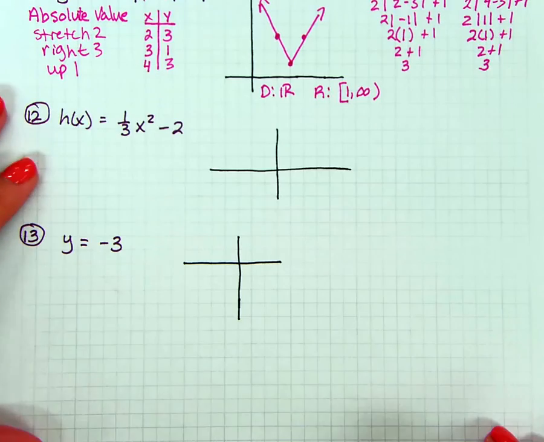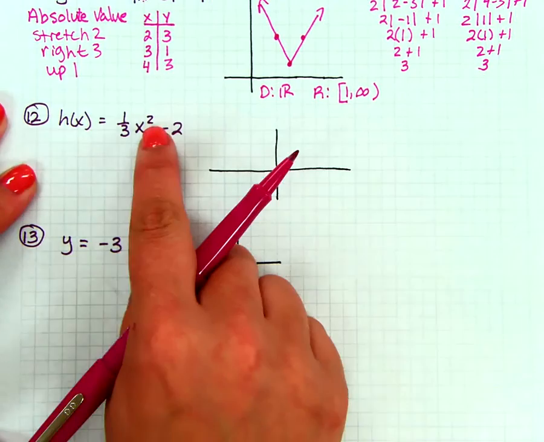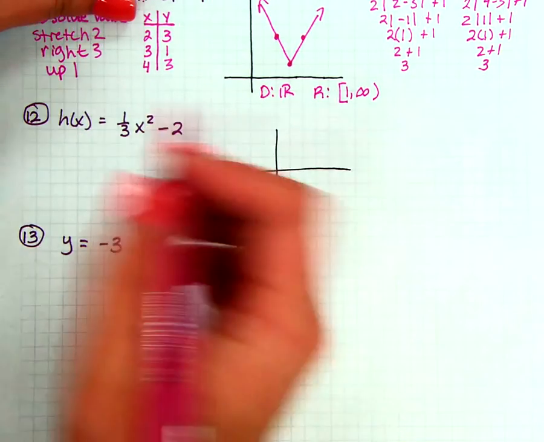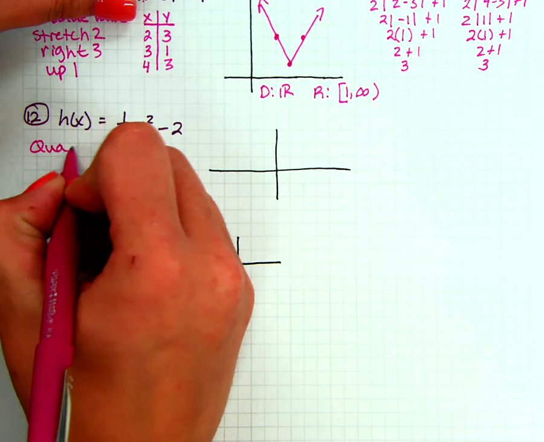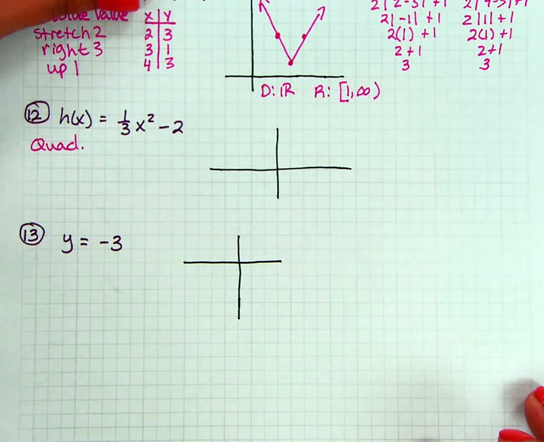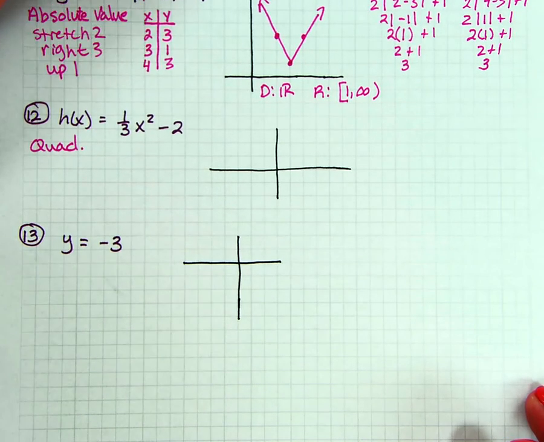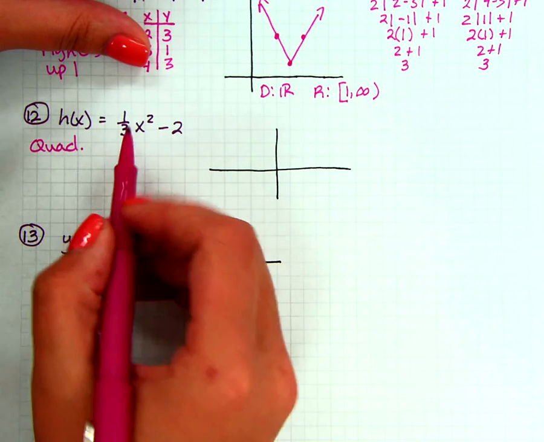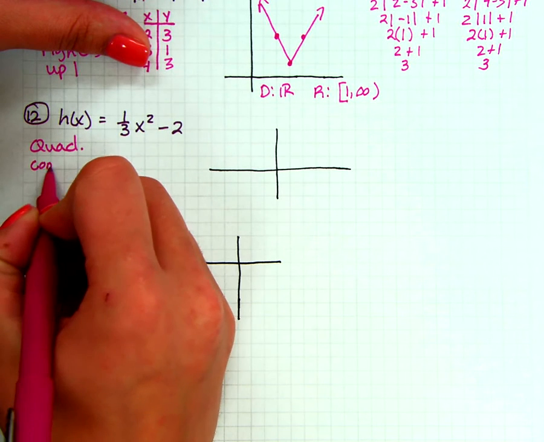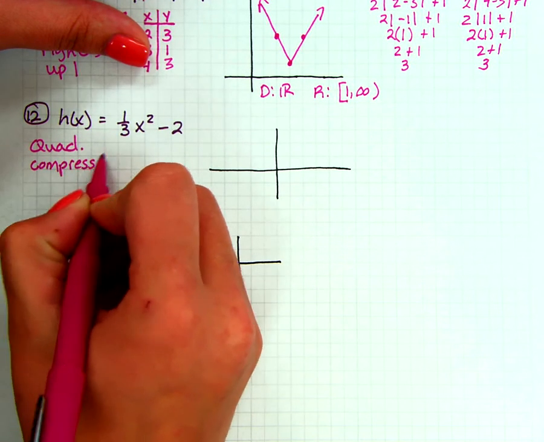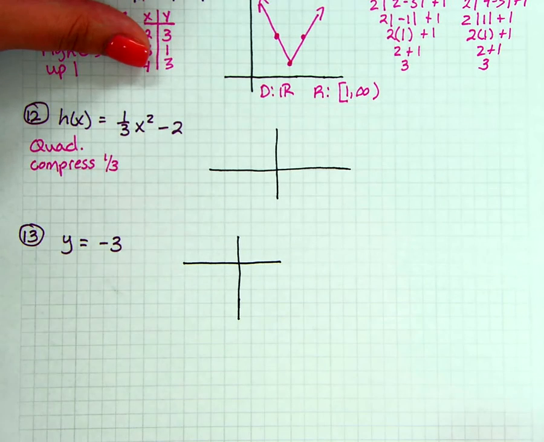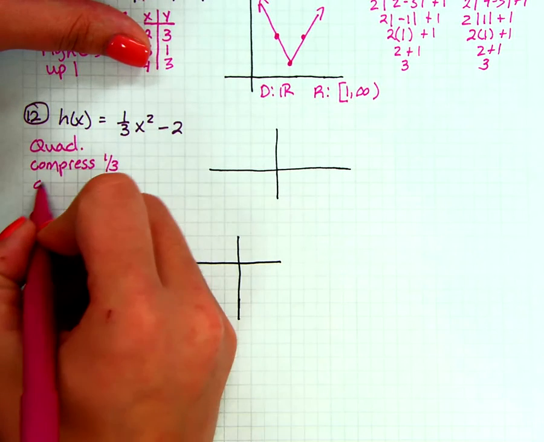All right, our next example. So looking at this, that squared tells us that we are dealing with a quadratic, which means when we graph, it's going to be a U shape. So transformations, again, we have a compression. So compress 1/3, so that's going to make our graph wider. And then we went down 2.